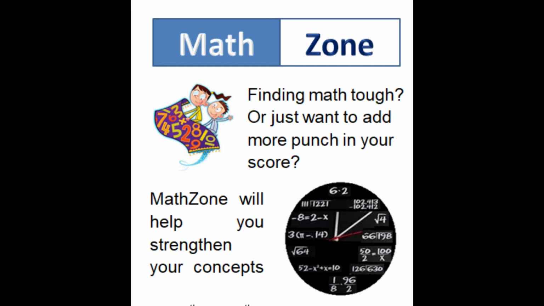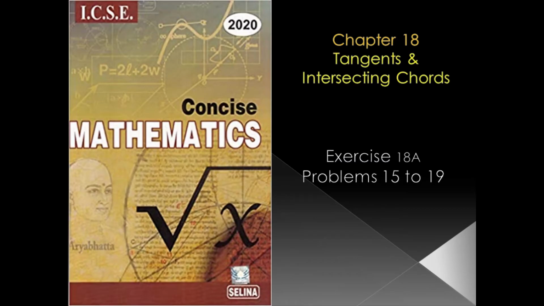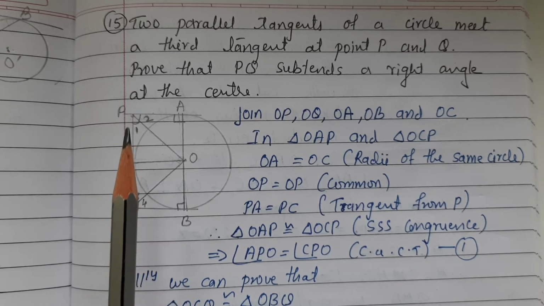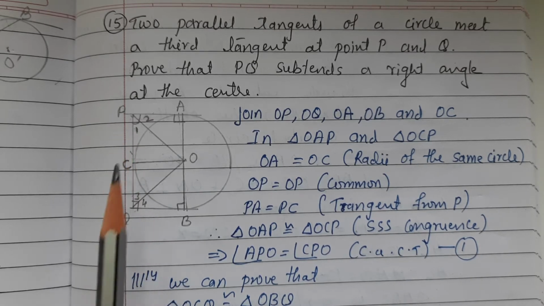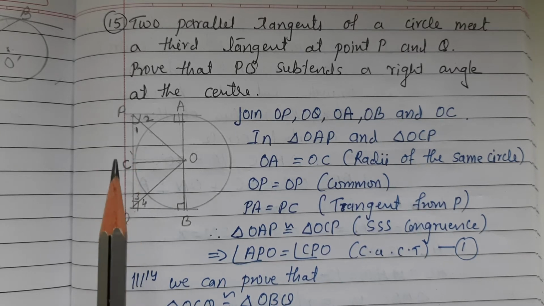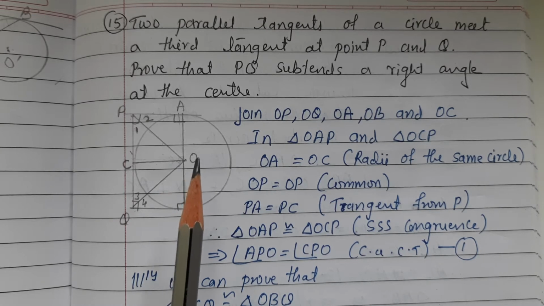Selina, Class 10, Chapter 18, Tangents and Intersecting Chords. Sum number 15. Two parallel tangents of a circle meet the third tangent at points P and Q. Prove that PQ subtends a right angle at the center.